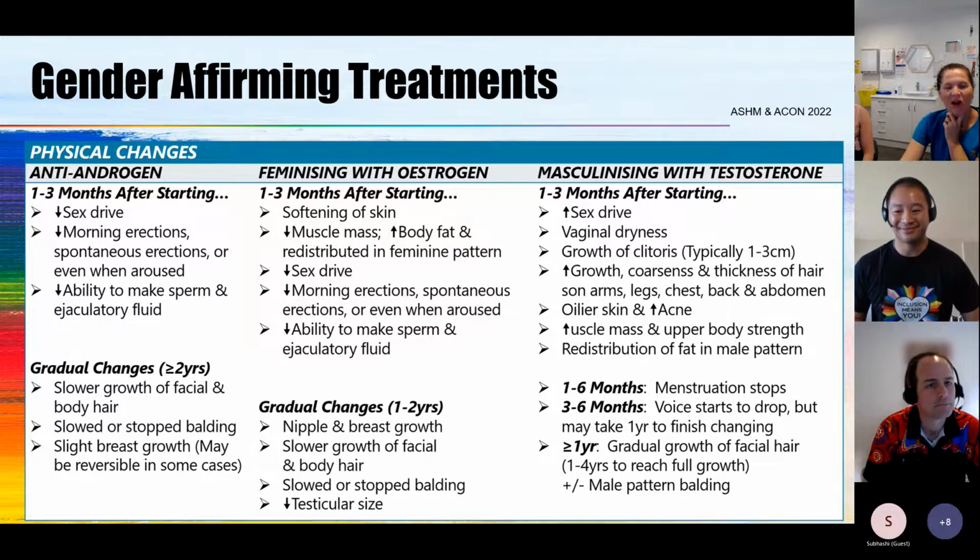Yes, Julia. I know there's also, if anyone's on the Facebook page GP Down Under, a branch for gender affirming treatments if you need any tips.